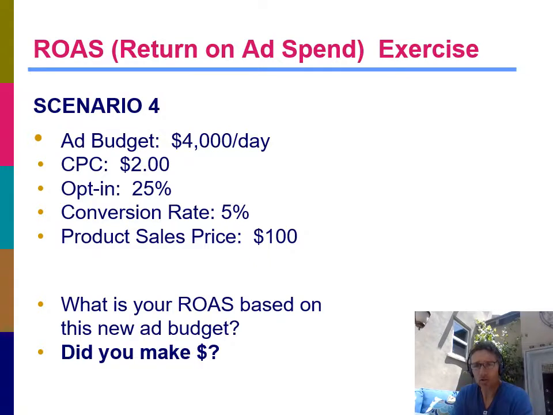So did you make money? You can probably assume no, because out of those 2,500 in sales, let's assume 50% of that is still profit, meaning our actual profit is $1,250. $1,250 divided by our $4,000 in ad spend gives us a 0.3125. For every dollar in advertising we spend, we're only getting 0.3125 in profit.